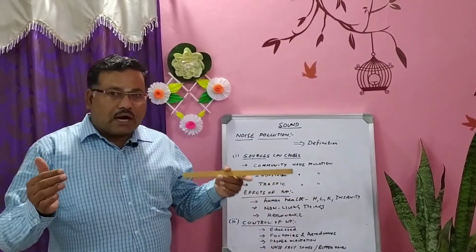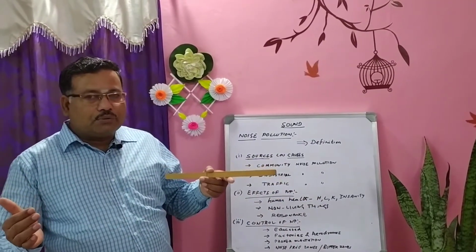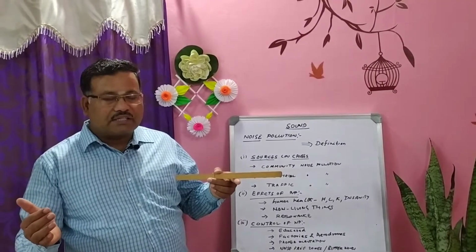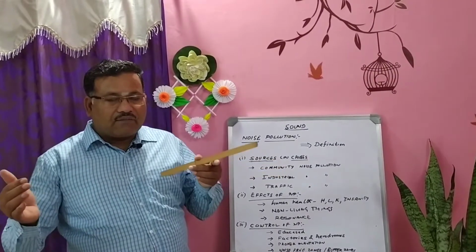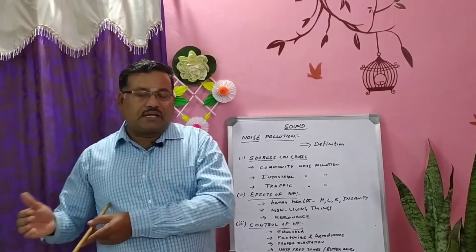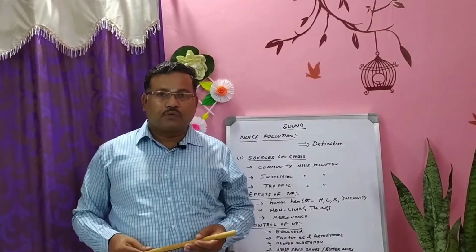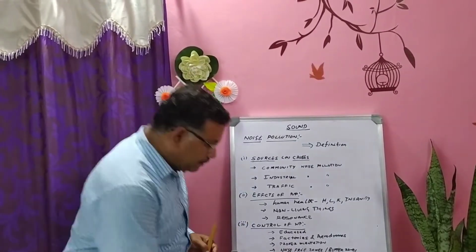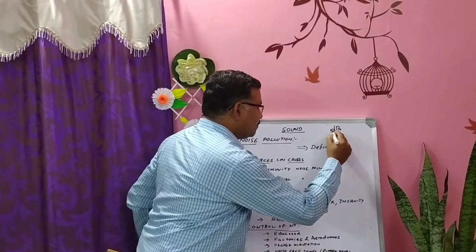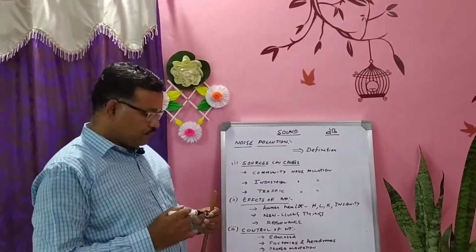So, the unwanted sound which gives irritation, which gives unpleasant feelings and affects the environment very badly, that sound comes under noise pollution. So, dB is the symbol we are using for intensity of sound. Decibel is the unit for intensity of sound.